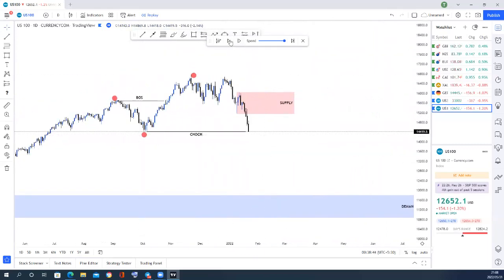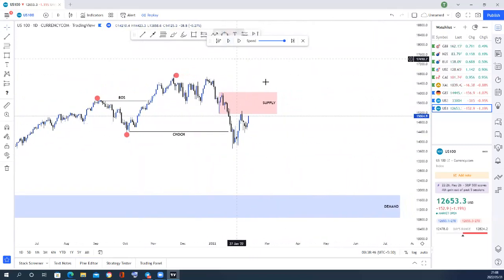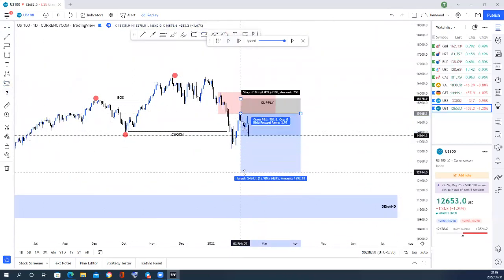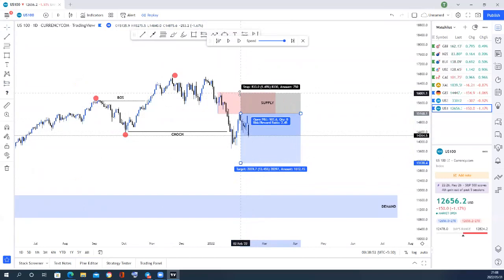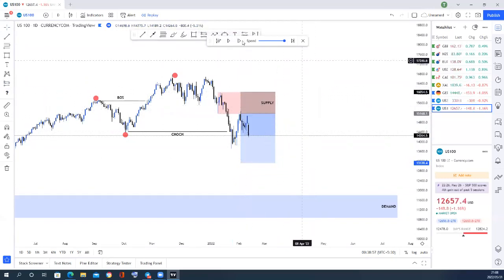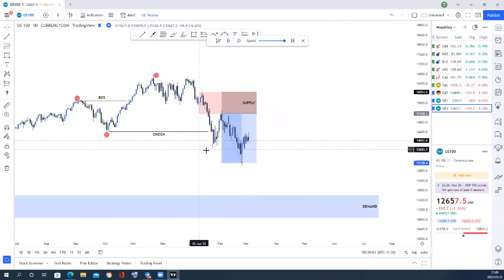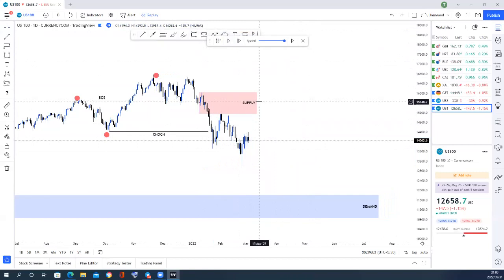So the market does what? The market goes down, comes and taps into a POI, and then you start taking yourselves from this level here. Then the stop will just be there. It goes down, hits our take profits, which means that this level here was mitigated, right?